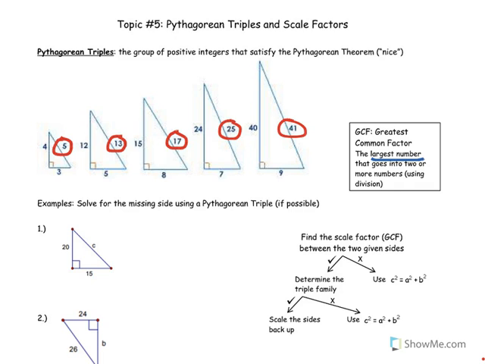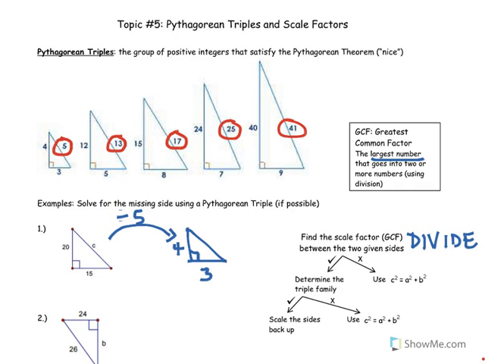So let's look at example 1. It says solve for the missing side using a Pythagorean triple if possible. The first step is to find the scale factor, or the GCF, between the two given sides, and we're going to divide. Looking at 20 and 15, I think the number that goes into both of those is 5, and that is the biggest number. So I'm going to divide each side by 5. 20 divided by 5 is 4, and 15 divided by 5 is 3.